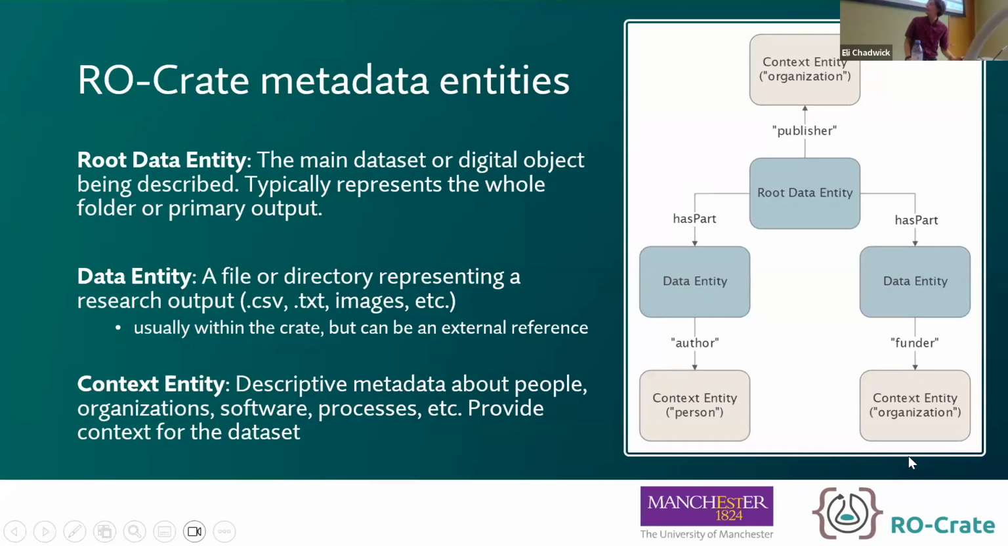And then for each of these data entities, you have these contextual relationships. So you might have some of your data that has been funded by a particular organization, or some of your data has been authored by a particular person or is published by a particular organization. These are contextual entities that provide descriptive metadata about the people, organizations, software, and the various processes through which the data came to be. These are all about providing that context and that provenance.